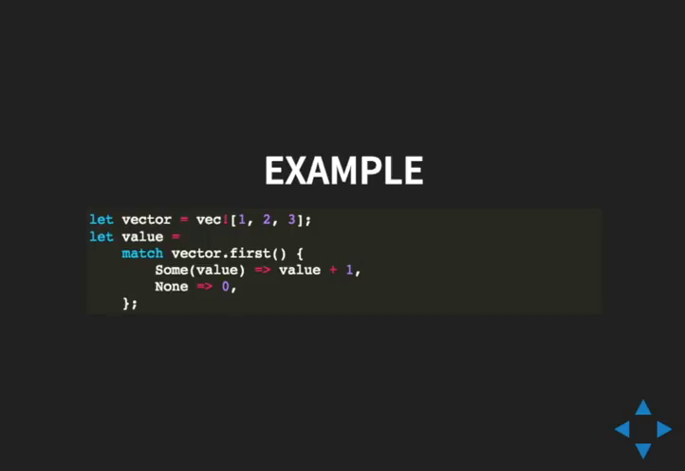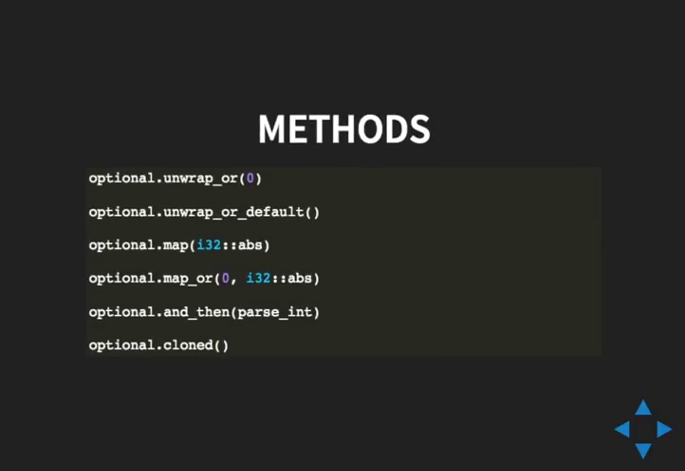So let's see a simple example. Here we have a vector, and we call the first method over it. But a vector could be empty, so it returns an option. Here we use pattern matching, and on the first case, we have the value that is wrapped inside Some. And if we get a value, we just add 1 to it. And if there's no value, we get None, so it executes the second case, which just returns 0.